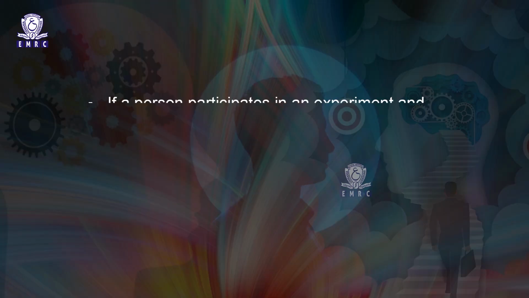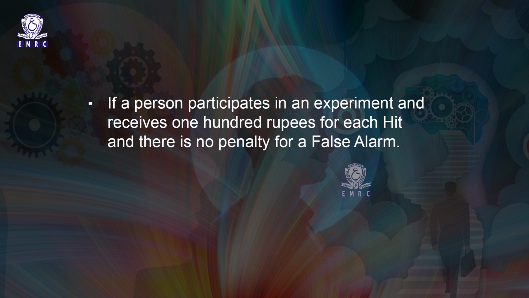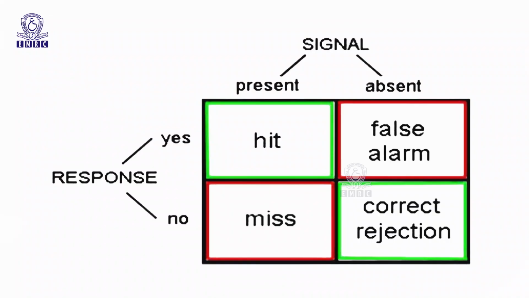If a person participates in an experiment and receives 100 rupees for each hit and there is no penalty for a false alarm, then it is in the person's best interest to say that the stimulus was present whenever there is uncertainty. On the other hand, if the person loses 100 rupees for each false alarm, then it is better for the observer to be cautious in saying that a stimulus occurred. This combination of reward and penalties for correct and incorrect decisions is referred to as the payoff matrix.